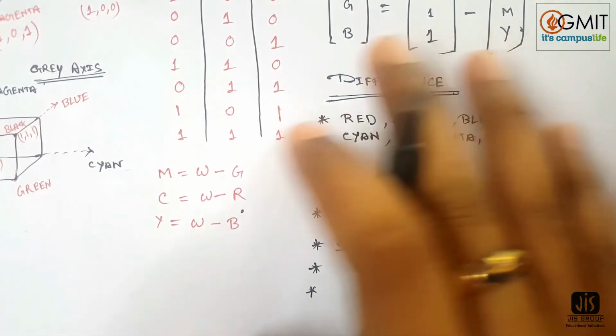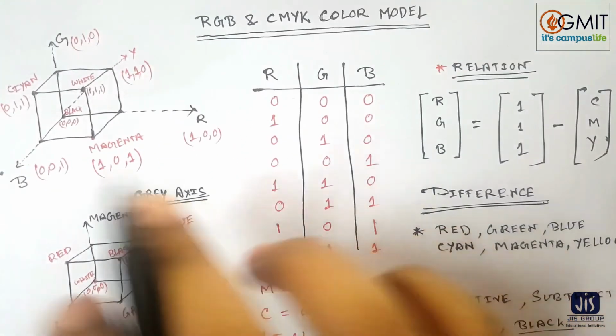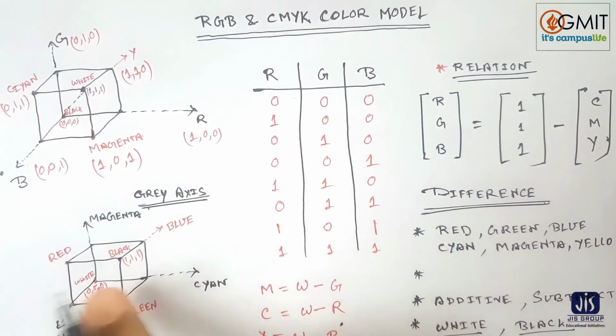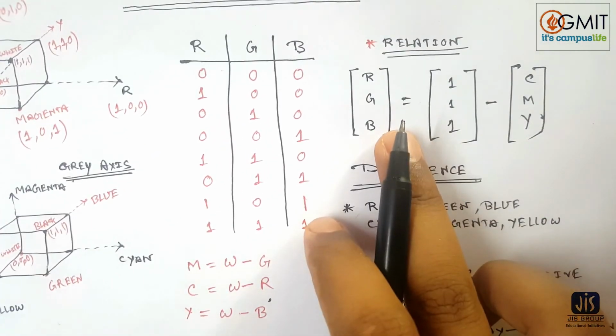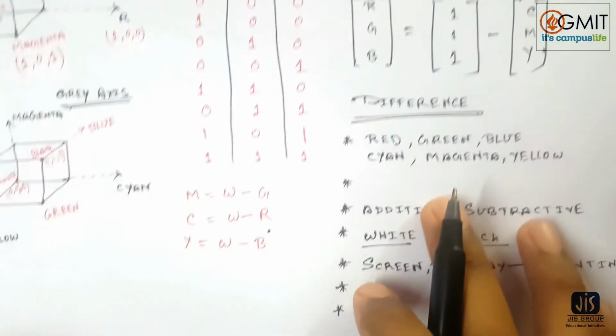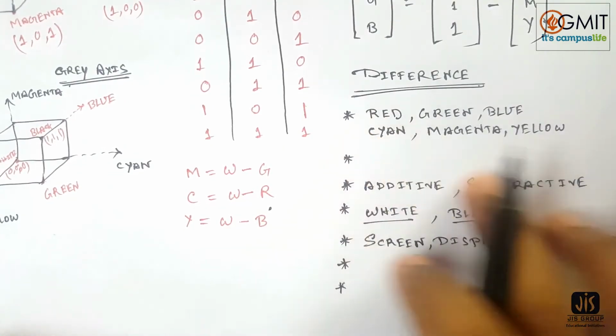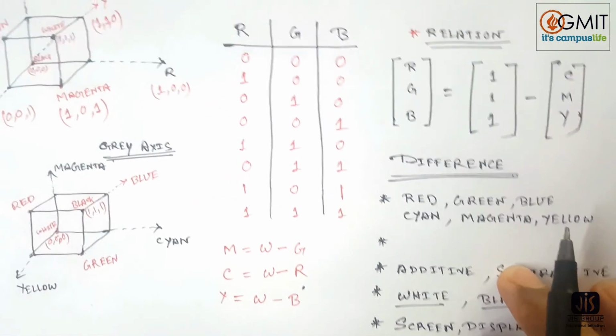So this is all about what is RGB color model, how we can implement this, what is CMYK color model, how can we implement this, and what is the relation between these two color models and what is the difference. There are total 1 2 3 4 5 6 7 points. This is all about RGB and CMYK color model.